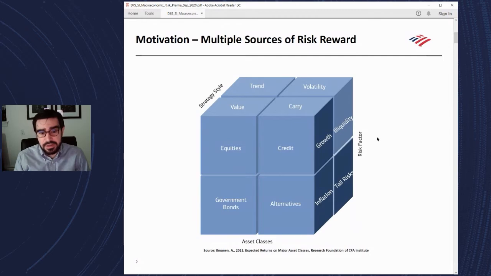But on top of that, one can think about a third dimension, and that third dimension is more related to aspects of the macroeconomy. And those aspects of the macroeconomy are growth, inflation, tail risks, economic sentiment, and so on and so forth. So what we wanted to do was we wanted to create a unifying framework within which one can consider multiple asset classes, but at the same time, multiple strategy styles.